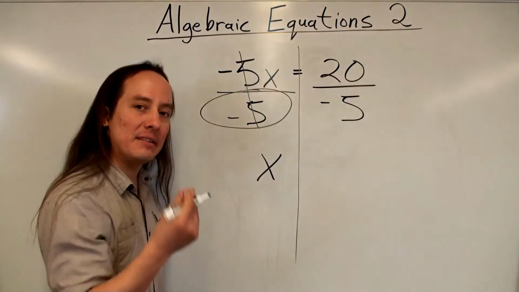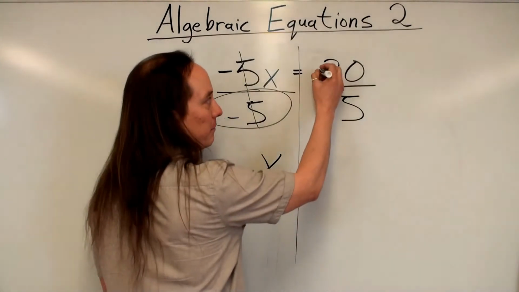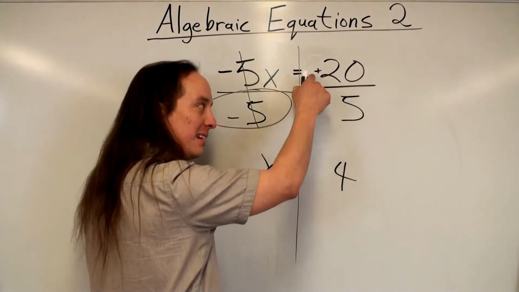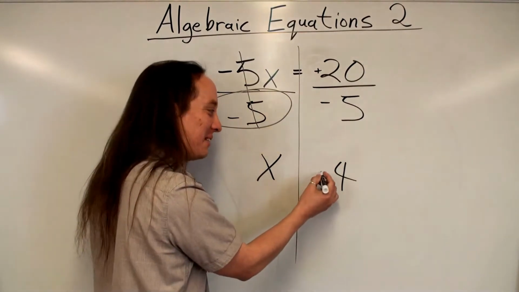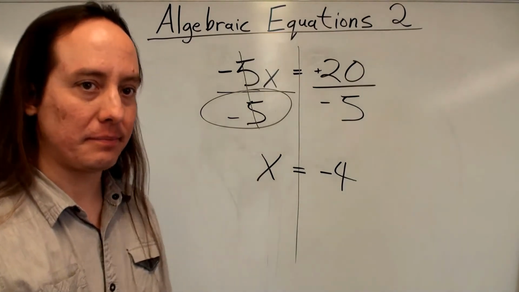Now, the 20 doesn't have a sign to its left or in front of it, like right here. So that means that it's positive. 20 divided by 5 is 4. Positive divided by a negative is a negative. Okay, so x is equal to negative 4.